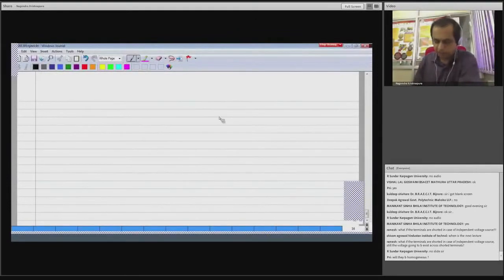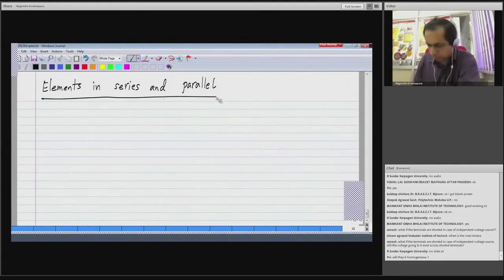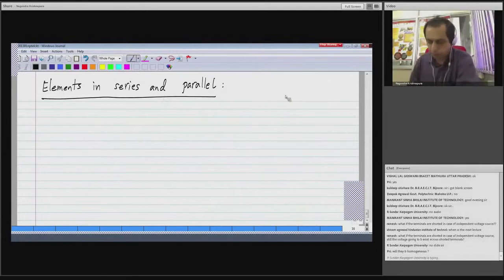Now, first, let's consider these elements in series and parallel. Now, what does it mean? We are, of course, talking about two-terminal elements.